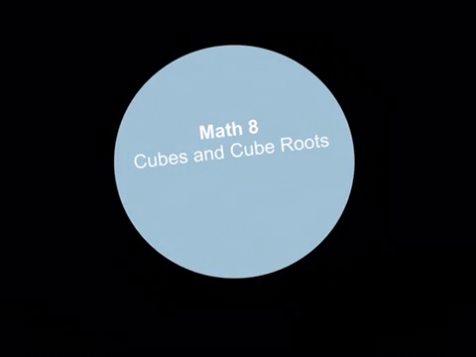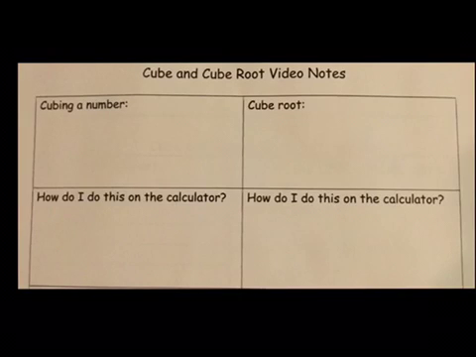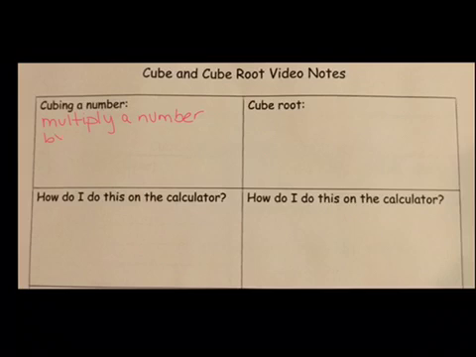This video will be on cubes and cube roots. So starting with the definition, cubing a number means to multiply a number by itself 3 times.